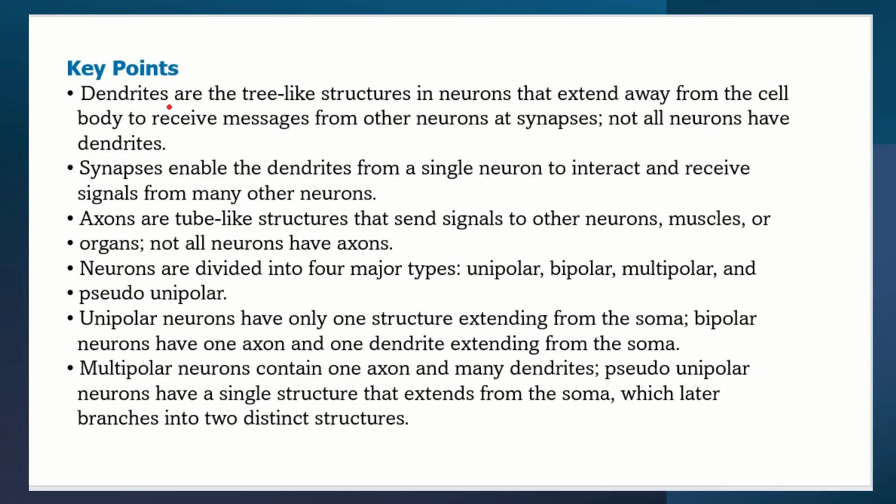Coming to the key points, dendrites are tree-like structures in a neuron that extend away from the cell body to receive messages from other neurons at synapses. Not all neurons have an axon also. So synapses are able to enable the dendrite to receive the messages, okay.